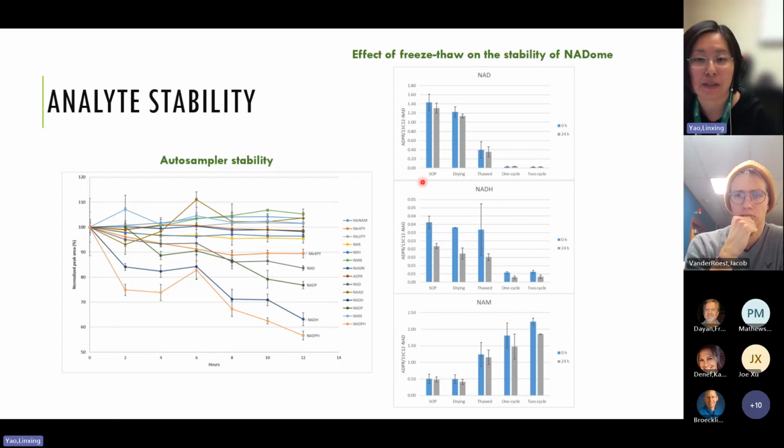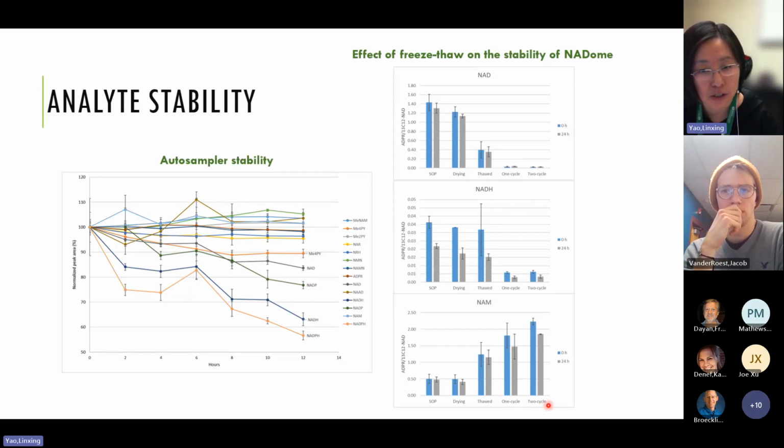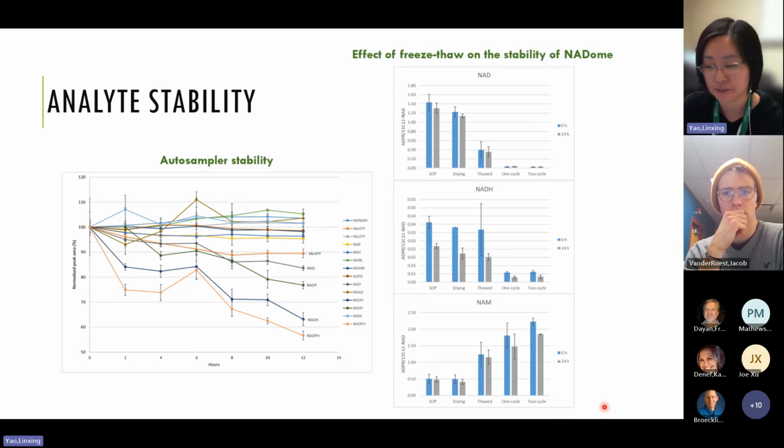Then we compare our standard method to a sample that was thawed before adding organic solvent, and to samples that accidentally suffered one or two freeze-thaw cycles before the extraction. And you can see how much the freeze-thaw and thawing detrimentally impact the stability of the larger compounds. And in response, you see an elevated concentration of the degradation product NAM in those samples subjected to freeze-thaw treatments.